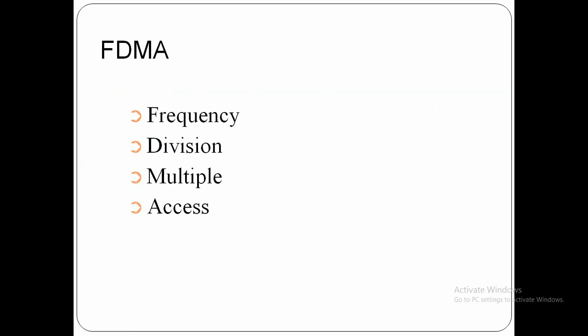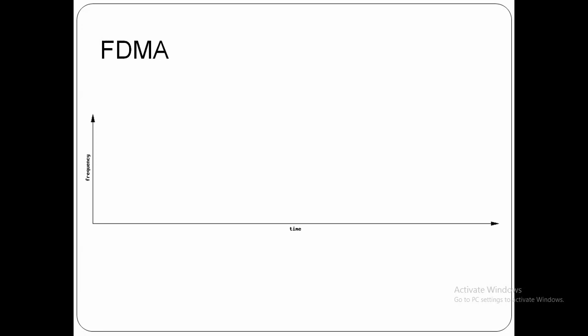Now we go step by step. Here is FDMA, frequency division multiple access. In FDMA, the system bandwidth is divided into a number of non-overlapping channels, one channel for each user. A guard band is left between every two channels.